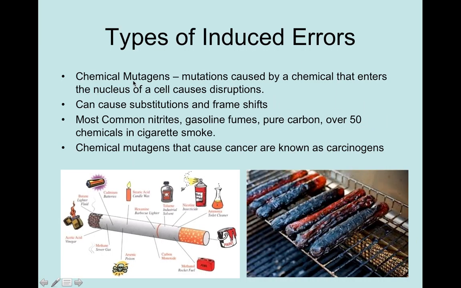The other things we have, if it's not going to be physical, it could be chemical, and these are mutations caused by chemicals that enter the nucleus and cause the cell disruptions. They can cause substitutions or frame shifts. The most common are nitrates, gasoline fumes, pure carbon. So like when you eat a burnt hot dog, or burnt toast or a burnt steak, all of that burnt stuff is pure carbon. And when you eat that, it is a carcinogen.